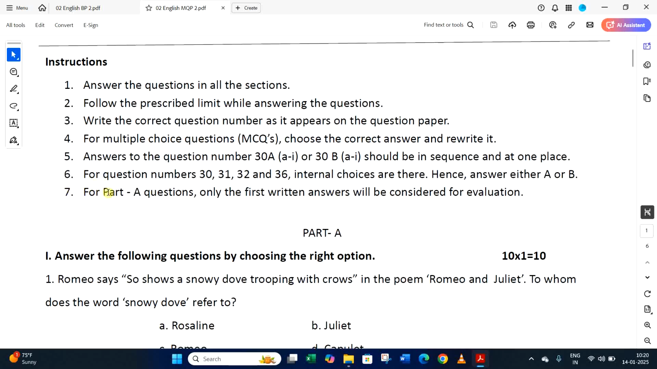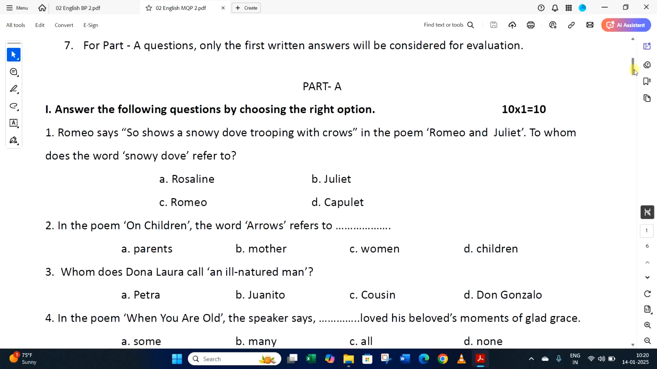Instruction number 7, for part A, a repetition of answer is not allowed. So we have to write the answer once. Answers written more than once will be given 0 marks. So keep in mind, my dear students, we should not repeat the answer. This is all about instructions, how to write and how to solve the question paper. Now let us dive into the question paper in actual format.